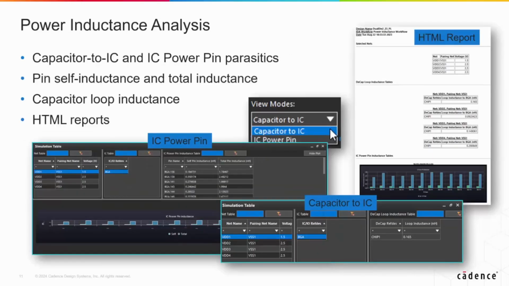Finding and solving power delivery weaknesses in your package designs is the purpose of the power inductance workflow. Capacitor to IC view mode produces a decap loop inductance table that highlights weaknesses in power pin decoupling, while IC power pin mode characterizes the self and total inductance as seen by each IC power pin. The results are captured in tabular and graphical form and can also be saved to an HTML report.